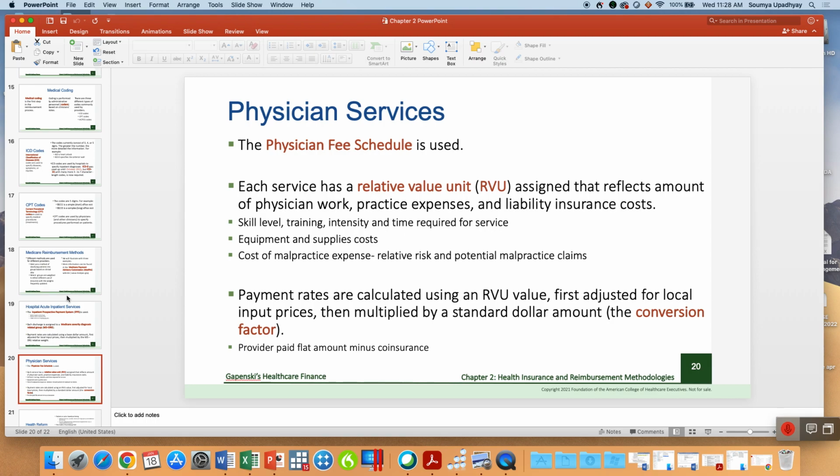For physician services, the physician fee schedule is used. Each service has a relative value unit assigned that reflects the amount of physician work, practice expenses, and liability insurance cost. That includes skill level, training, intensity, and time required for service, equipment and supplies cost, and cost of malpractice expense, which is the relative risk and potential malpractice claims. Payment rates are calculated using an RVU value, first adjusted for local input prices, and then multiplied by a standard dollar amount, which is the conversion factor, and the provider is paid a flat amount minus the coinsurance.